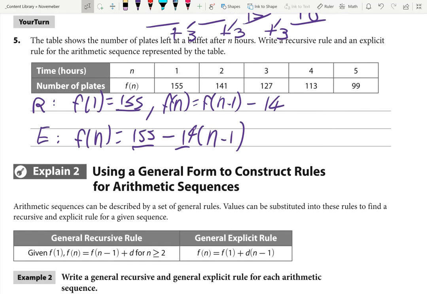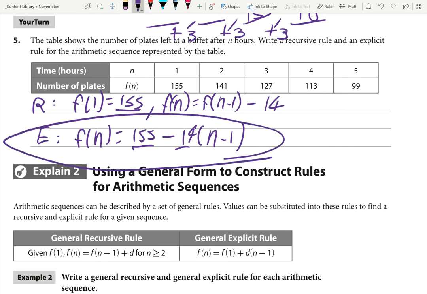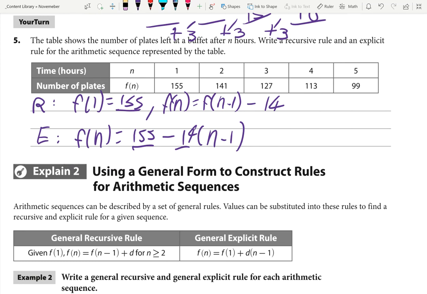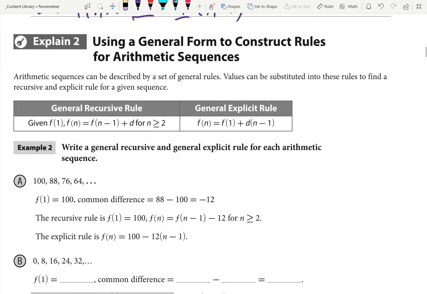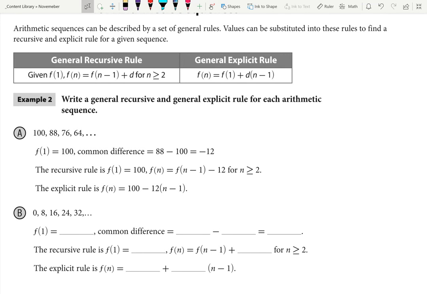It's kind of weird that you have to know both, but I would honestly say that if you want to memorize anything, the explicit one is the way to go, because it's easier to find terms using the explicit formula. For example, if I ask you for the 30th term, all you have to do is plug 30 in for n. With the recursive formula, you can't do that because you'd have to find the first 29 terms. So explicit is way better.